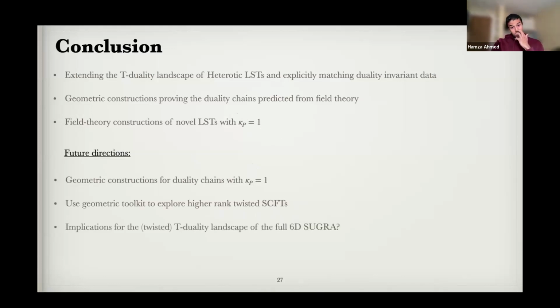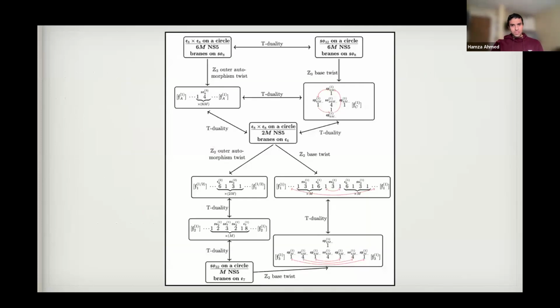And then finally, it would be nice to have a link with the 6D supergravity theory, in the sense that, as I said, these theories form a subsector of the 6D supergravity theory. So how does this twisted T-duality embed into that story? And finally, I'll just flash a slide with this chart from our paper, which basically shows one corner of this T-duality landscape with these various twists relating theories. Thank you.